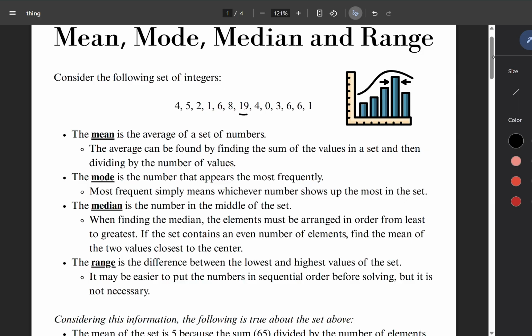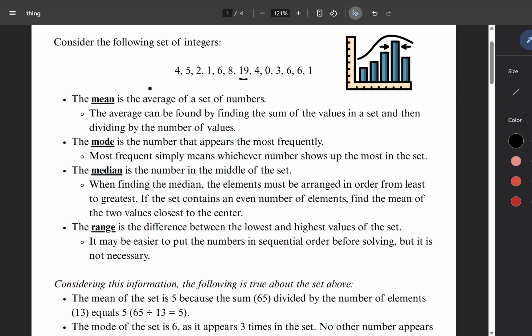So the first one we're going to be talking about is the mean. The mean is the average of a set of numbers. So when I say average, I kind of want you to think of, for example, in your schools, maybe you have an average for each of your classes. Average, it's a very vague but also mathematical term. The average here can be found by finding the sum of the values in a set and then dividing by the number of values.